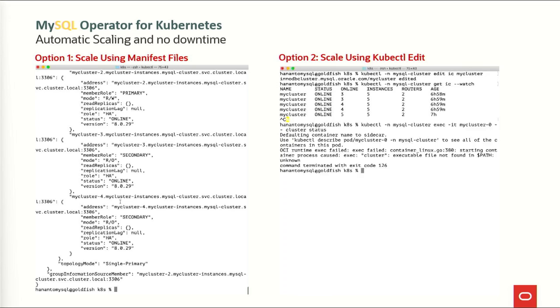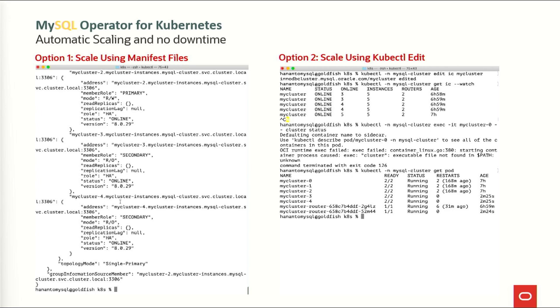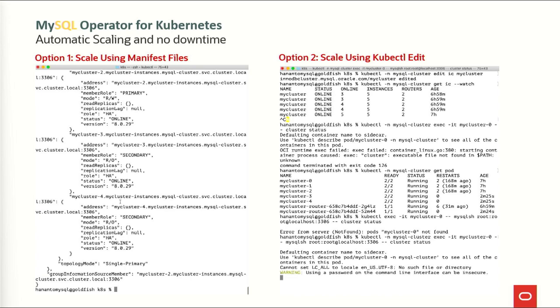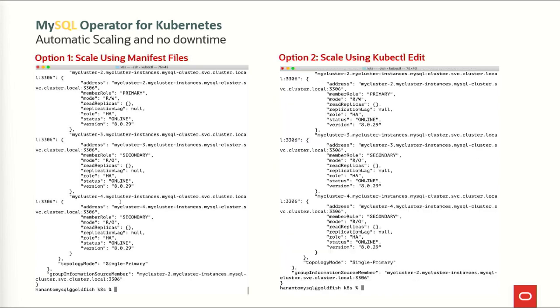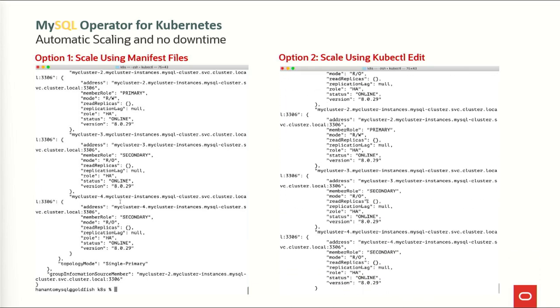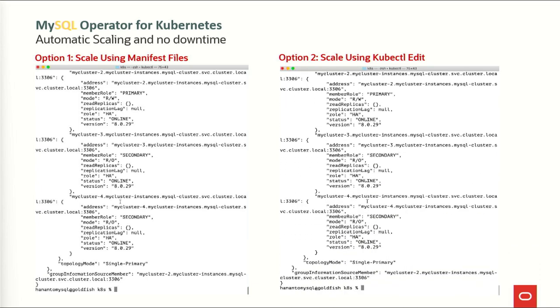Then Kubernetes will create an additional 2 pods for the InnoDB cluster, and an additional 1 pod for MySQL Router. And the MySQL operator will configure those additional 2 pods, run configure instance and add instance, to make sure that the MySQL running in the additional two pods will be a part of the InnoDB cluster. So the InnoDB cluster will be scaled up from 3 nodes to 5 nodes.